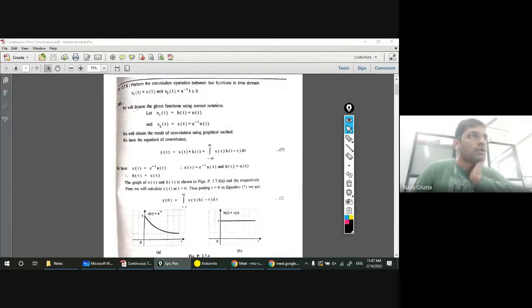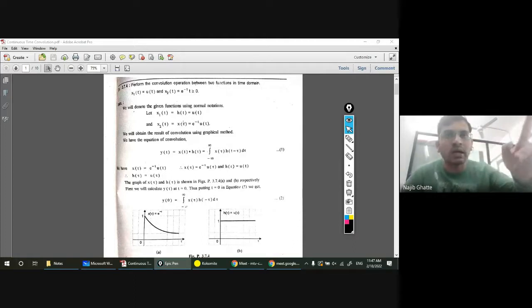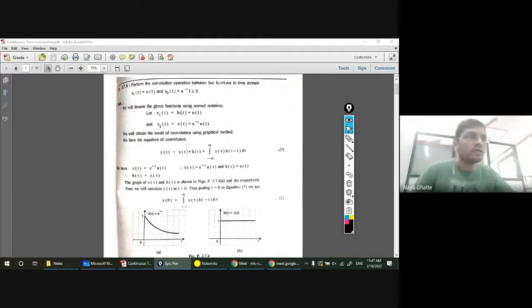We will see the solution. We will denote the given function using normal notation. Let x1 of t equal to h of t equal to u of t. I told you earlier to take the simple one as h, because it makes your work simple if your signal is simple. So you have put h, and x of t minus u of t. We will obtain the result using the graphical method.